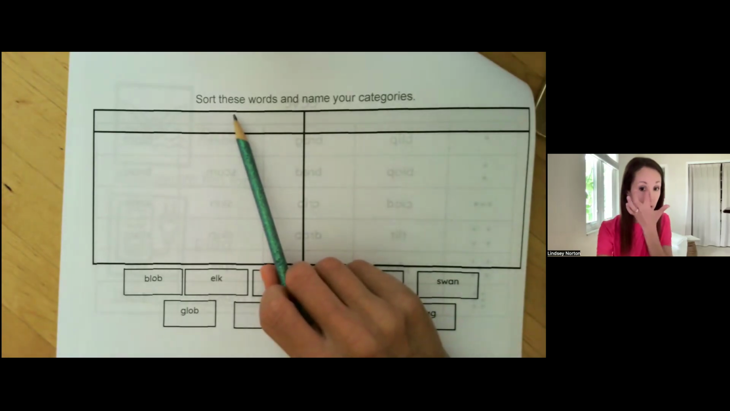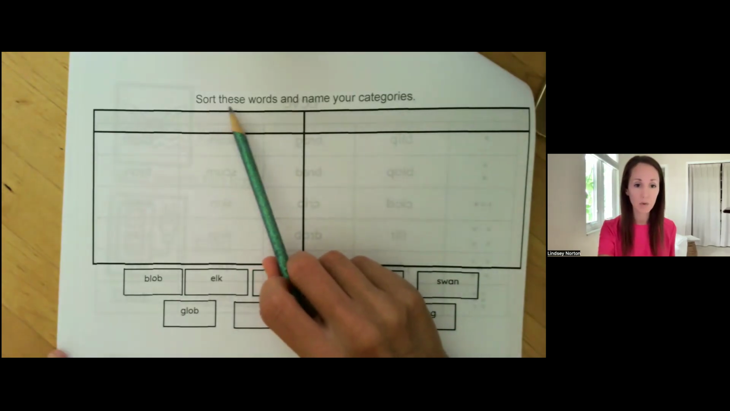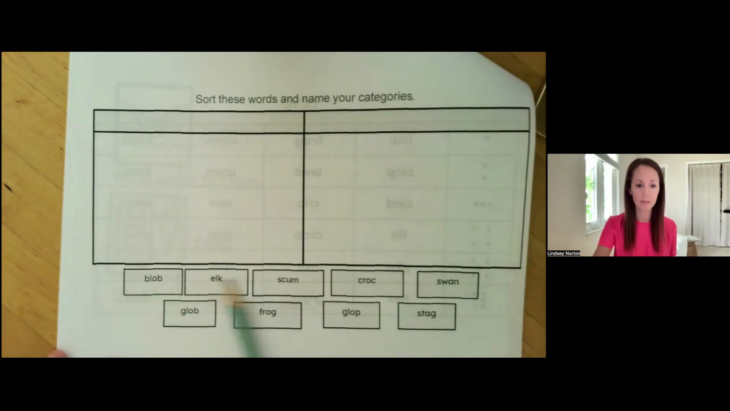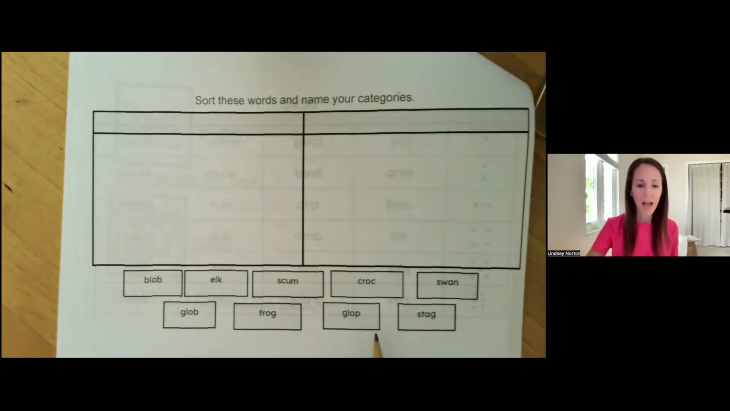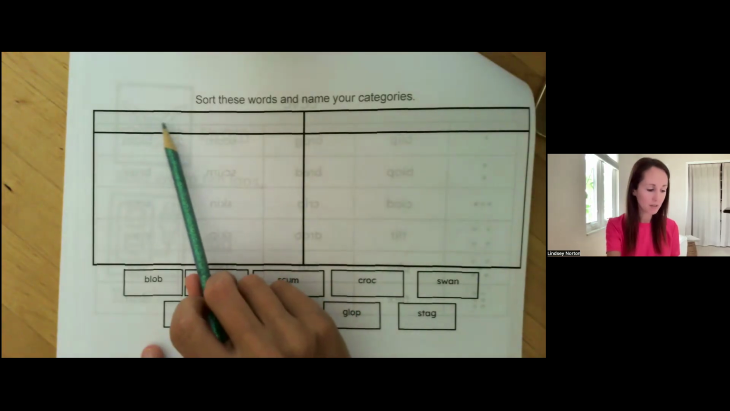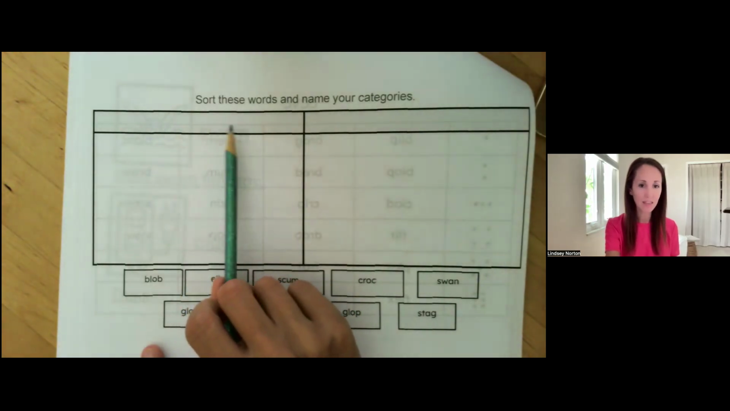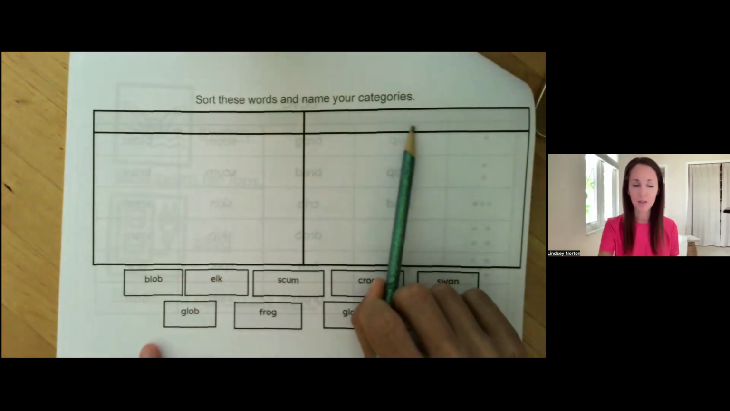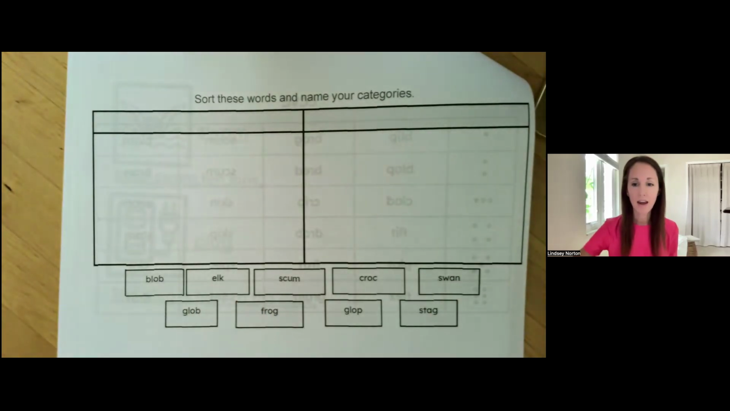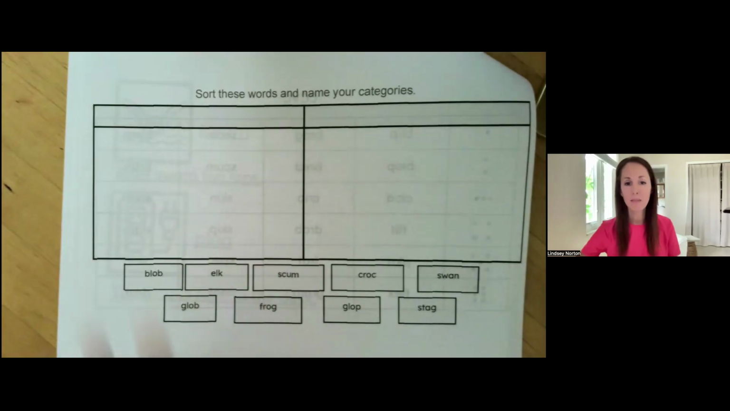So: sort these words and name your categories. I would usually pause at the word "these" and say, okay, sort these words. I'm talking about these, the words that I'm talking about. These are the words we're going to sort. And when we name the categories, we're going to put the category heading up here in this space, right? So we're going to sort these words into two different categories, and then I might just push it towards them and say, what do you think? And let them take it from there.